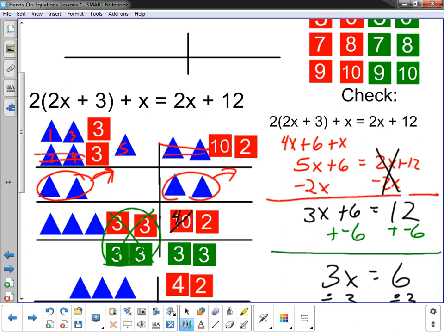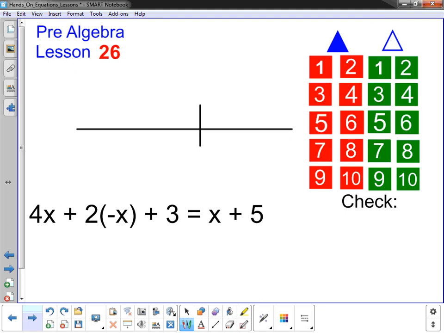Okay, so now, here's a new type of problem. I've got 4x plus 2 times the negative x plus 3 equaling x plus 5. How are we going to solve this? Well, that's real simple. You're going to come back and see me do it in part 6, or part C. So come back for the next question.